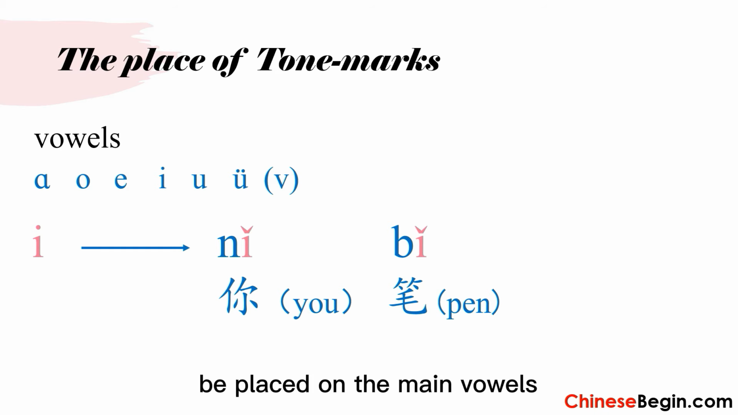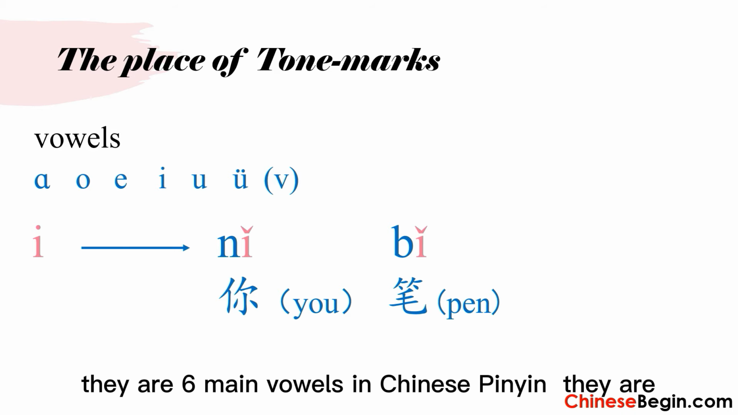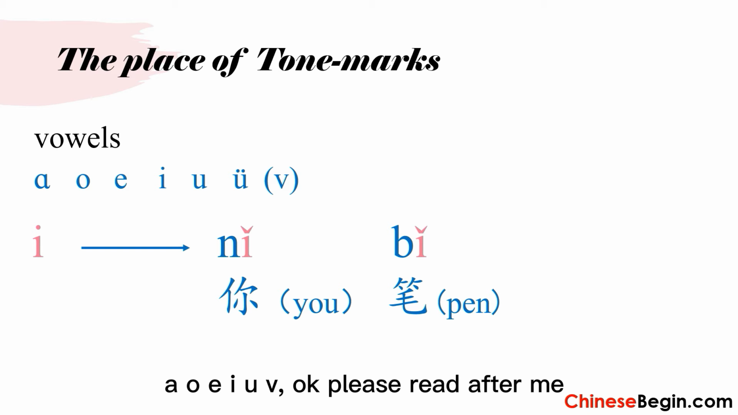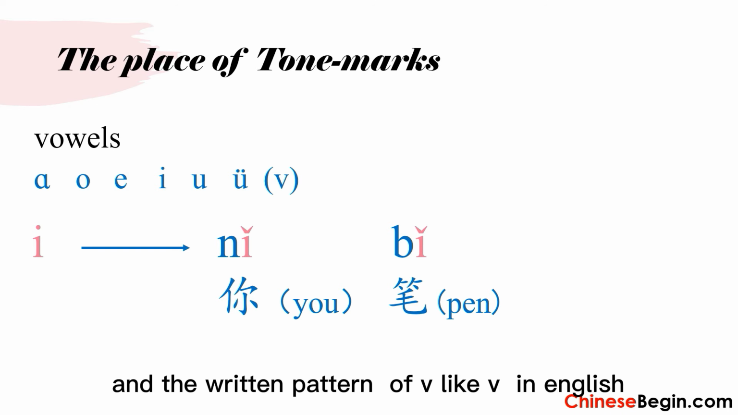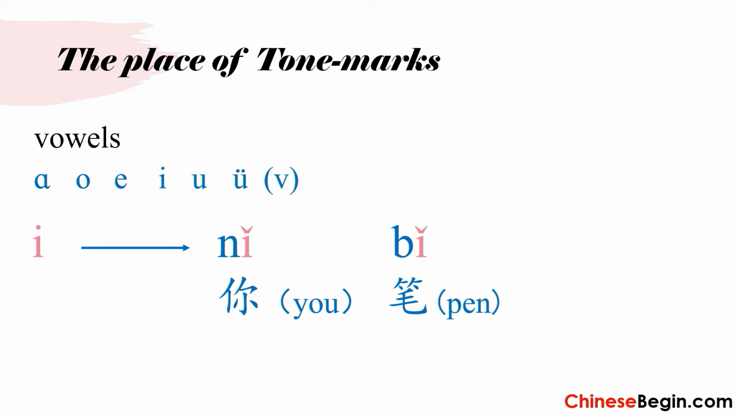Then let's look at the place of tone marks. Tone marks should be placed on the main vowels, and there are 6 main vowels in Chinese Pinyin. They are a, o, e, i, u, yu. Okay, please read after me. A, o, e, i, u, yu. And the written pattern of yu looks like v in English.